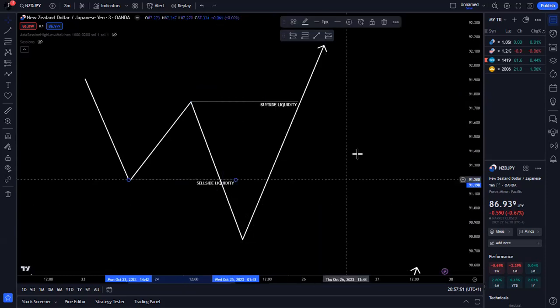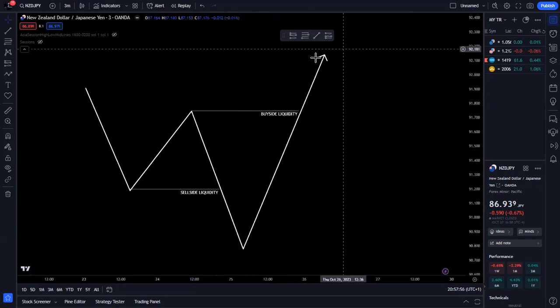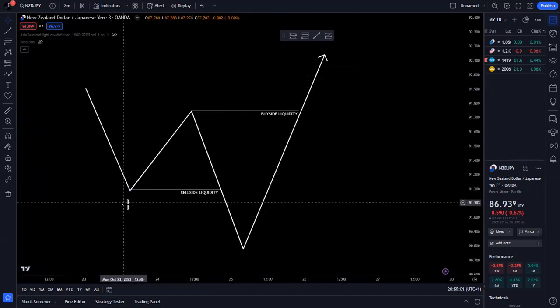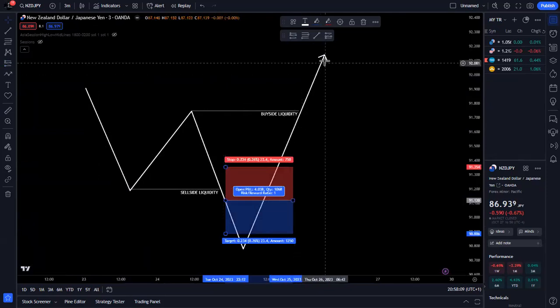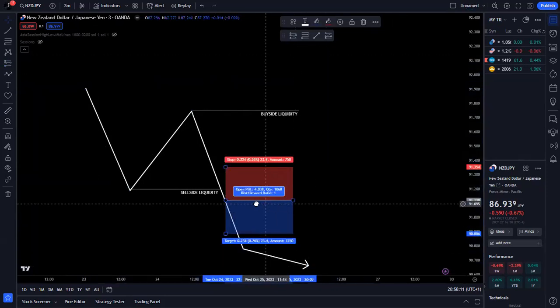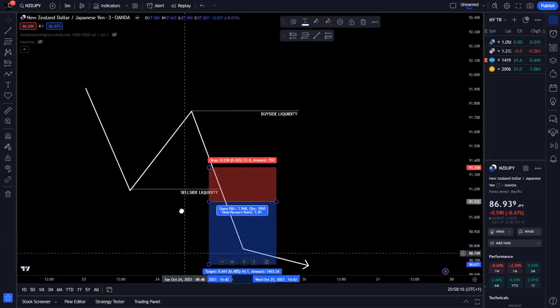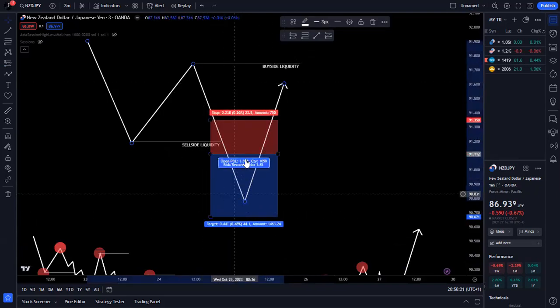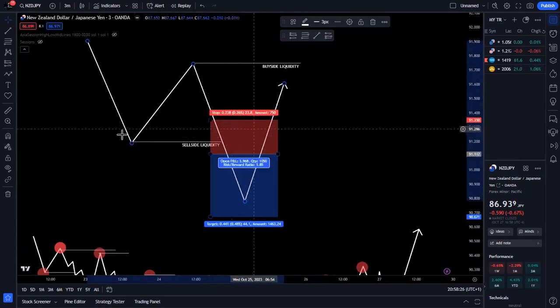Now, why is it called buy side and sell side liquidity? I'm going to explain why. Basically, the way retail traders trade is that when price breaks below the support level, they think, price has broken below support, so let us sell at this point, and put our stop loss here. So now they are selling, sell side, but then price takes out the sell side liquidity below this low.